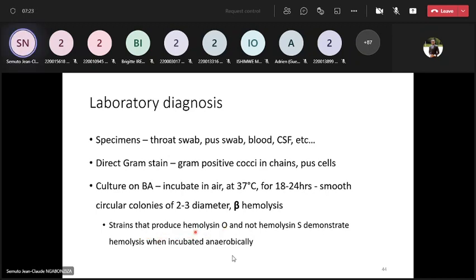And some strains that produce hemolysin O and not hemolysin S demonstrate lysis when incubated anaerobically only, as we have seen that hemolysin O is oxygen labile, can be inactivated by oxygen.